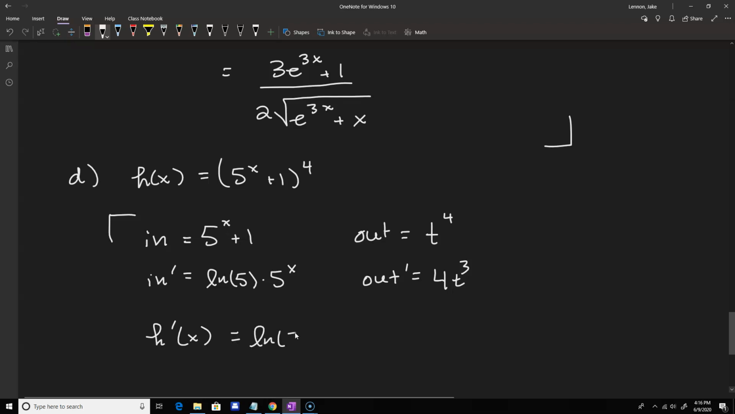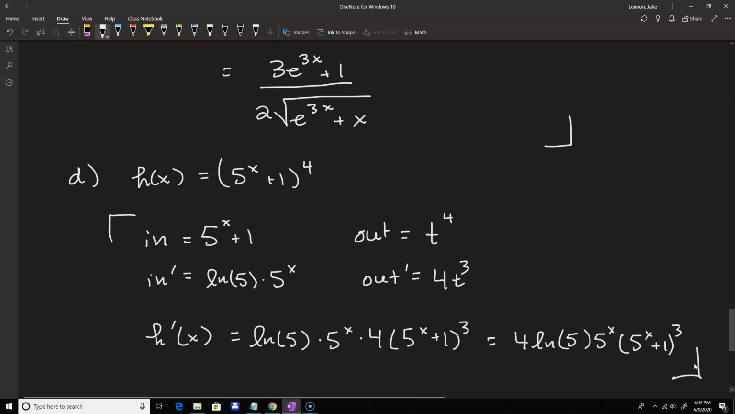So we get the natural log of 5 times 5 to the x times 4 times 5 to the x plus 1 quantity cubed. It would not be wrong to leave it like this, but usually I like to bring my regular constants all the way in front. So I would reorder the factors in front: 4 natural log 5, 5 to the x times 5 to the x plus 1 cubed. But either one is fine. I'm just a little bit more particular about how I like to write things.